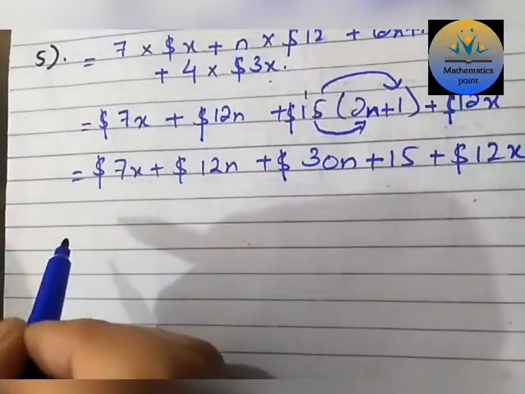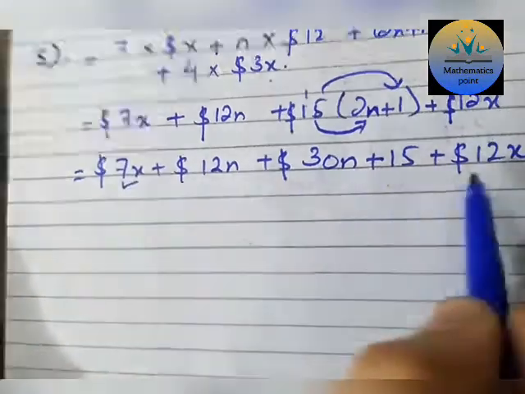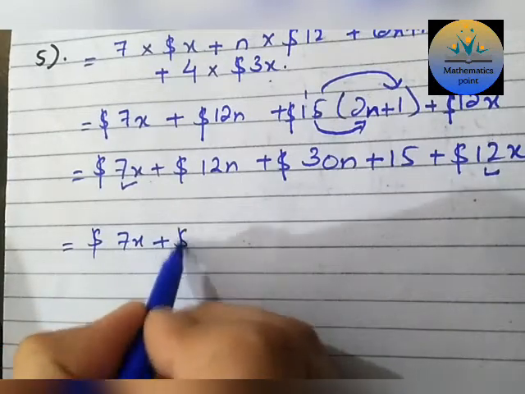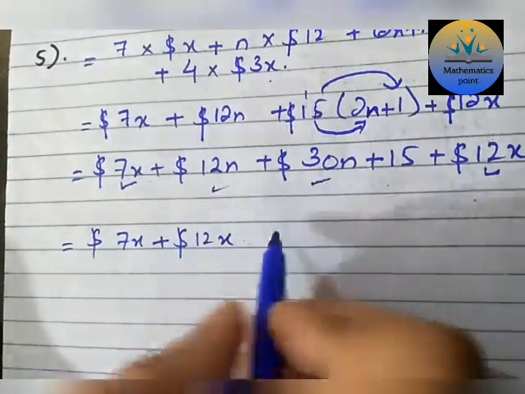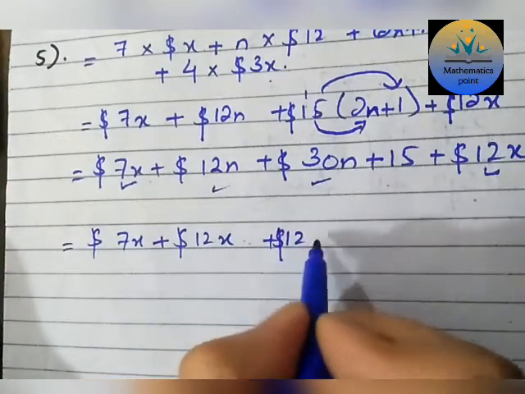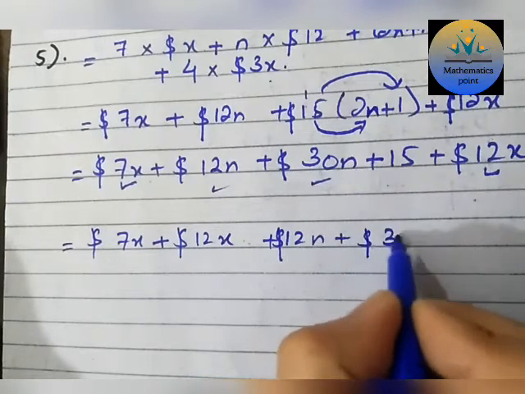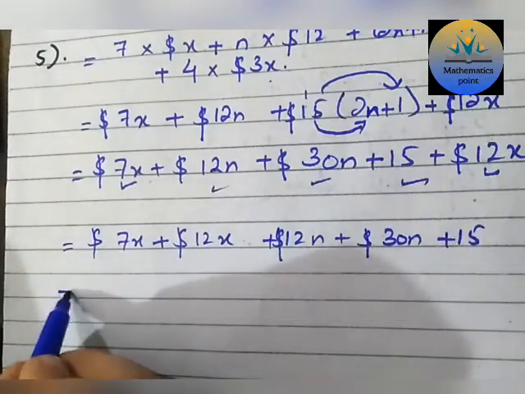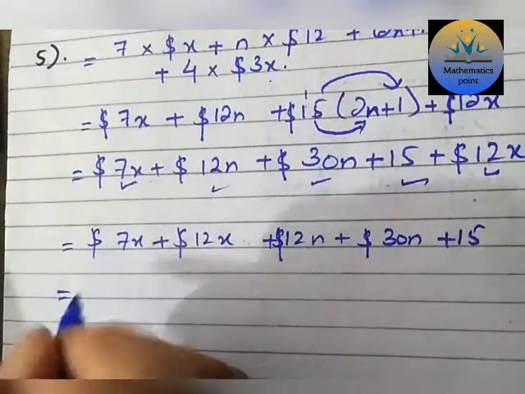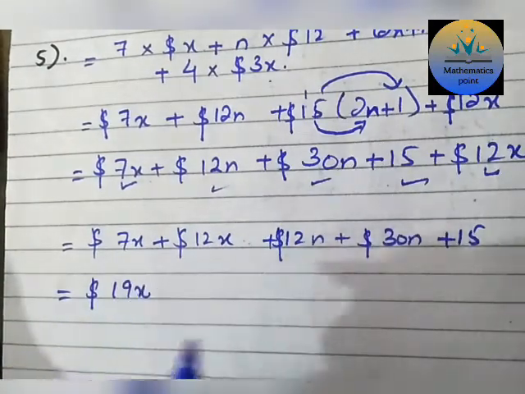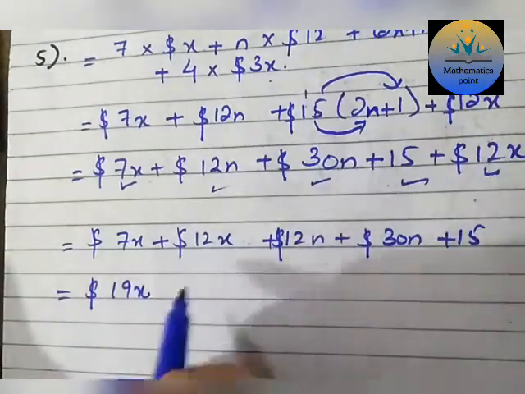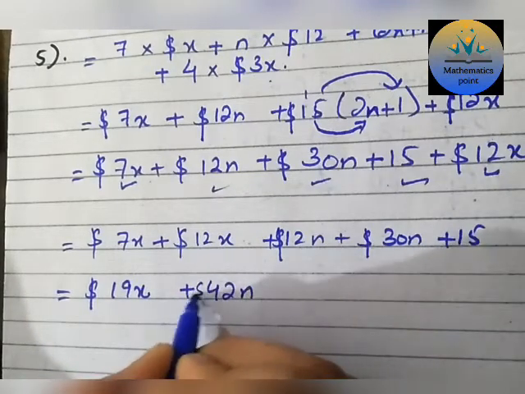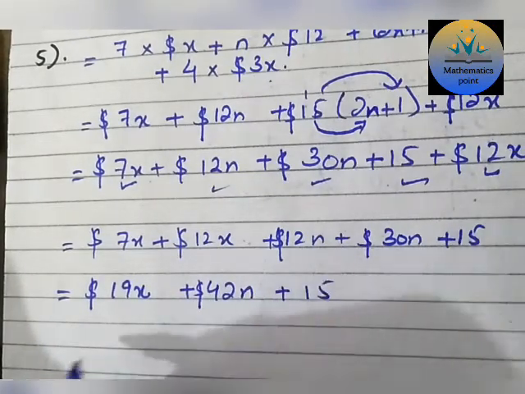Okay ji, next we just have to solve terms with the same variable, 7x and 12x, the x terms here now, so $7x, just arrange the terms, plus $12x, then the n terms, plus $12n plus $30n, and only one constant left, then 15. 12 plus 7 is $19x, and then we take the dollar common, so then add these two terms, 12 plus 30 is 42, 42n, and at the end 15. Okay, this is the answer.